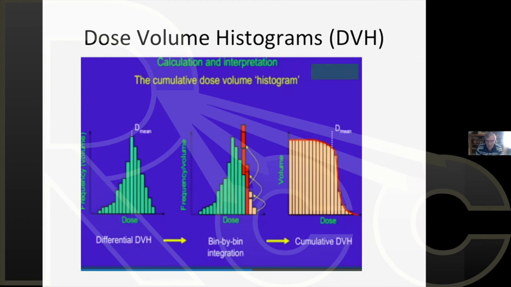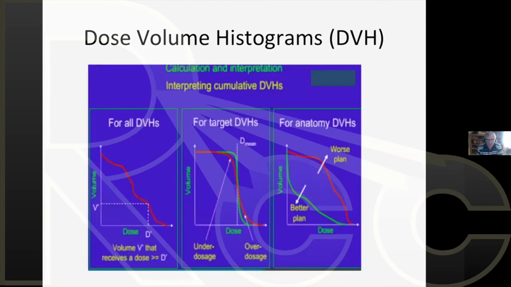You want a very steep slope for the tumor, which shows that the dose falls off sharply and you don't have a lot of inhomogeneity. You don't have a lot of hot spots. You want a very steep slope for the tumor, and you want a more shallow slope way to the left and down for the organs at risk. So I hope that answers the question for you.